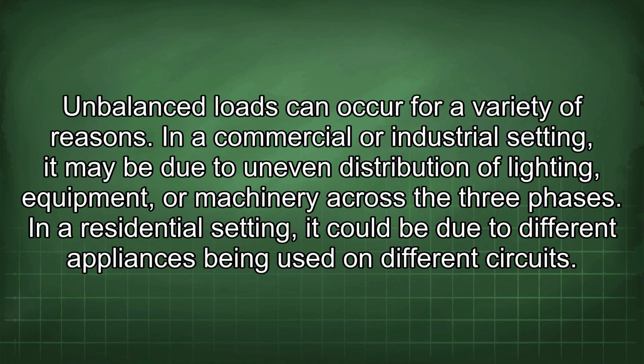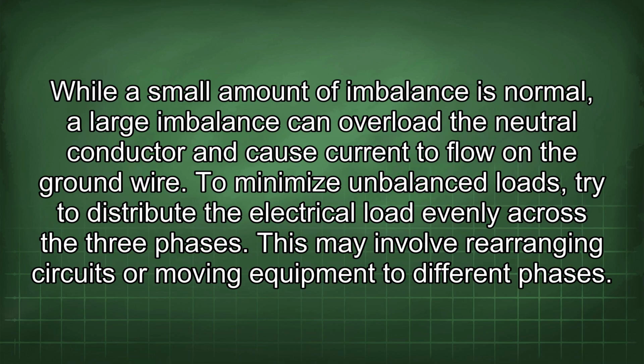Unbalanced loads can occur for a variety of reasons. In a commercial or industrial setting, it may be due to uneven distribution of lighting, equipment, or machinery across the three phases. In a residential setting, it could be due to different appliances being used on different circuits. While a small amount of imbalance is normal, a large imbalance can overload the neutral conductor and cause current to flow on the ground wire.